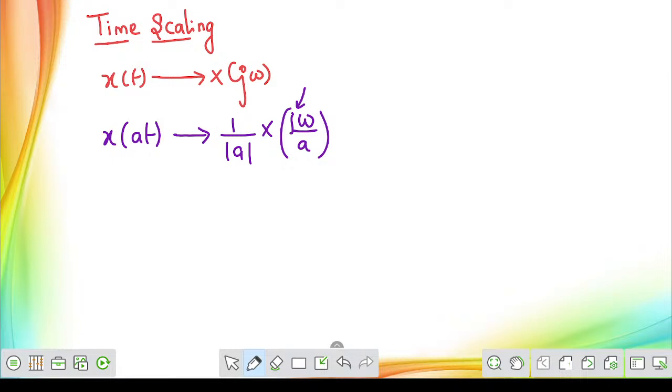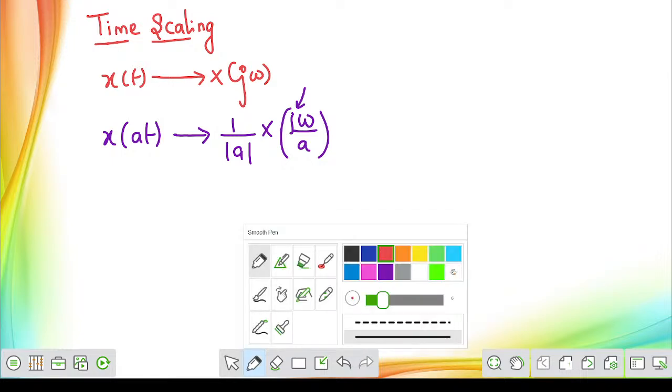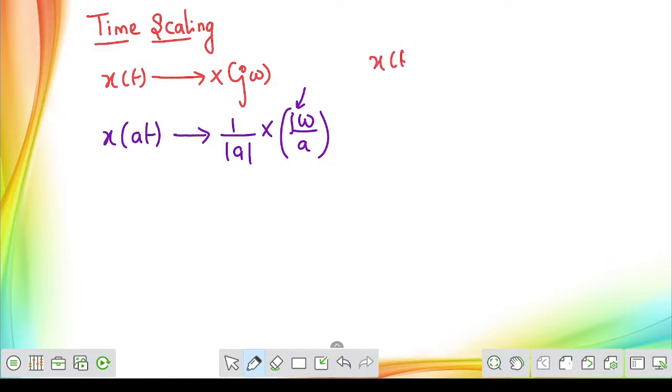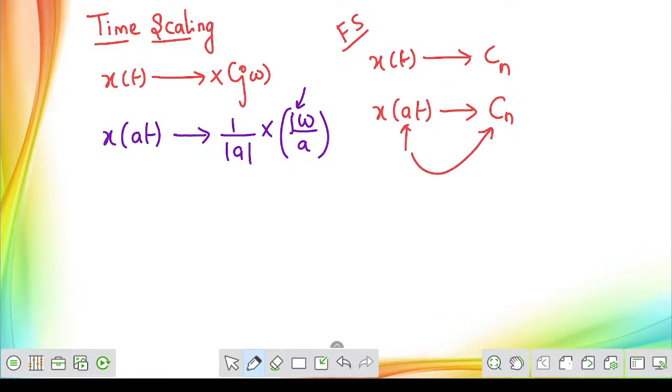I would like to ask you one more question. The same thing I did for the Fourier series coefficient. Suppose for x of t in Fourier series, its corresponding Fourier series coefficient is, for example, let us take Cn. Then what is the Fourier series coefficient of x of at? What will you be getting, sir? You'll be getting the same. As I told, scaling does not affect the Fourier series coefficient. Correct, sir? We have seen all the other operations are affecting. Time reversal and shifting affect the Fourier series coefficients, whereas scaling does not affect.